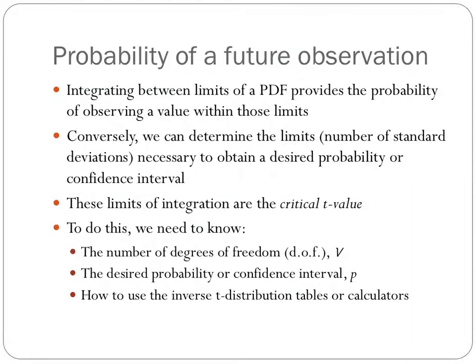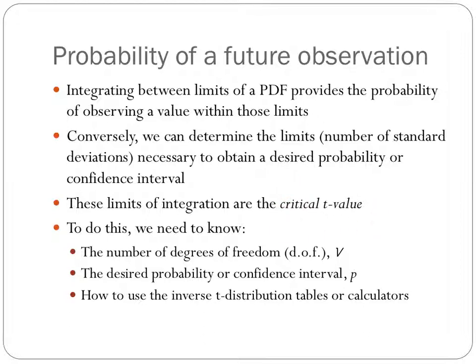This is important because we'll recall that integrating between limits under the probability density function provides the probability of observing a value within those limits. Of course, we can also state the problem in a different way. We can determine the number of standard deviations that are necessary to obtain a desired probability level or confidence interval. These limits of integration that are required to obtain a desired probability or confidence interval level are known as the critical t-value.